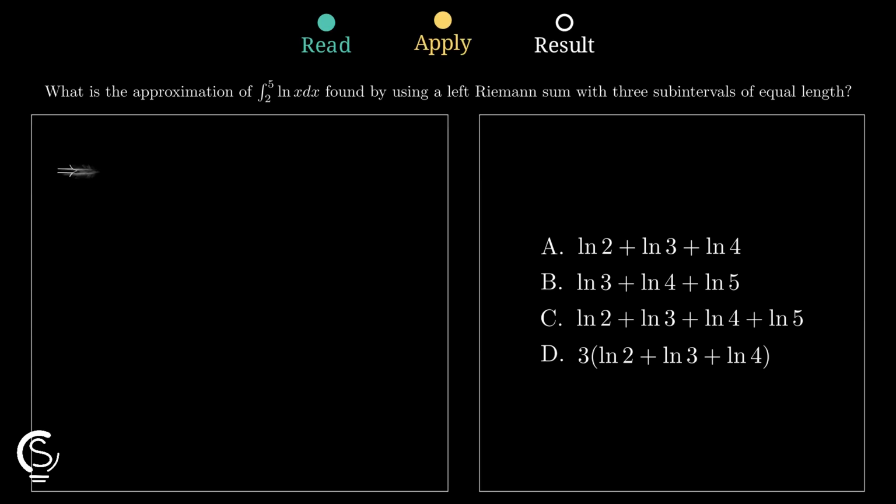Next, we identify our 3 subintervals starting from 2. Since the width is 1, our intervals are 2 to 3, 3 to 4, and finally 4 to 5. You got this.